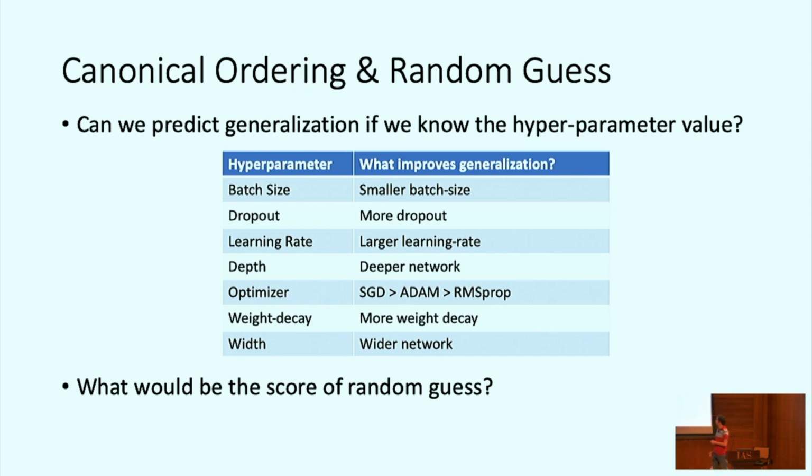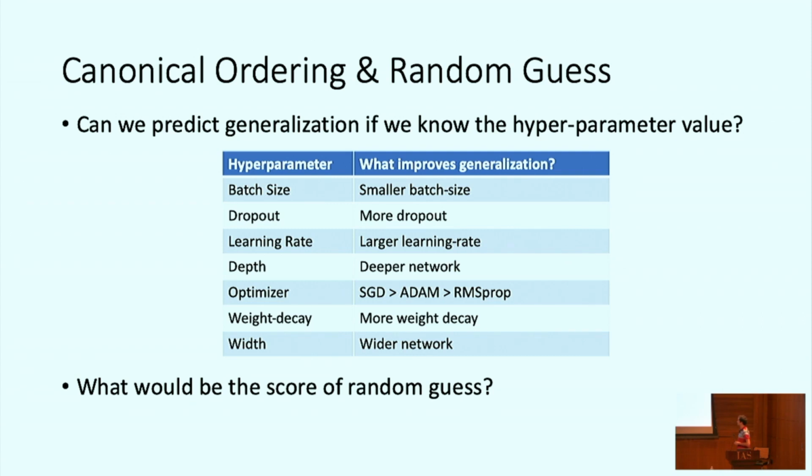For dropout, we usually believe that more dropout is better. For learning rate, we believe larger learning rate is better. Depth, we believe deeper networks are better. We usually think SGD generalizes better than Adam, and that better than RMSprop, and more weight decay is usually better, and a wider network is better. So we're going to test first how predictive these hypotheses are, just to get a sense of how difficult each of these tasks is.